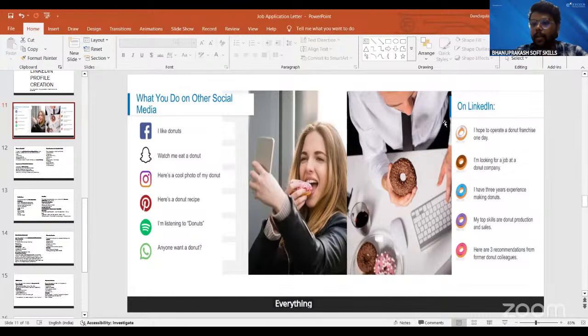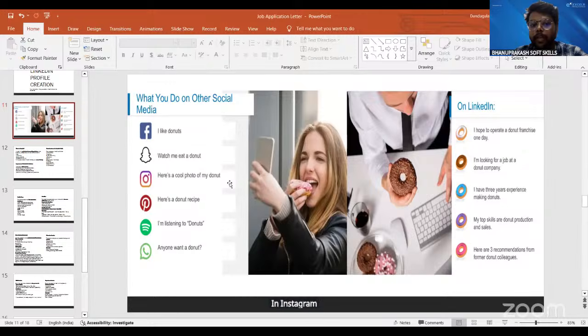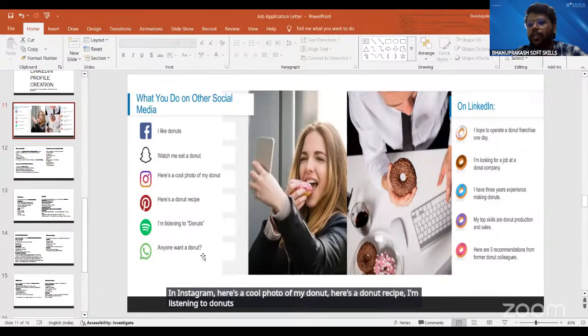Everything is the same, but the difference is clear with one example: a donut. On Facebook, we post like, I like donuts. On Snapchat, you use, watch me eat a donut. On Instagram, here's a cool photo of my donut. Here's a donut recipe. I'm listening to donuts. Anyone want a donut? This looks like entertainment.